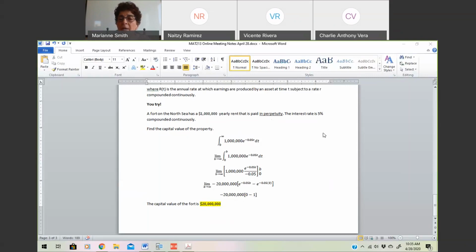Okay, is everybody okay with the 20 million capital value? Everybody good with that? Any questions on how we did it? Okay. That's great. All right, so we've shown you at least two examples of what you would use improper integrals for. Believe me, there are quite a few more applications of this.